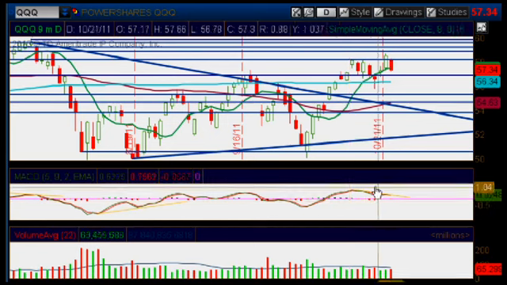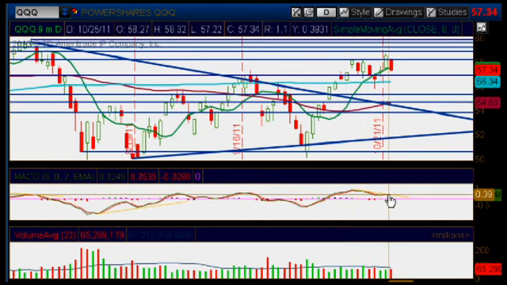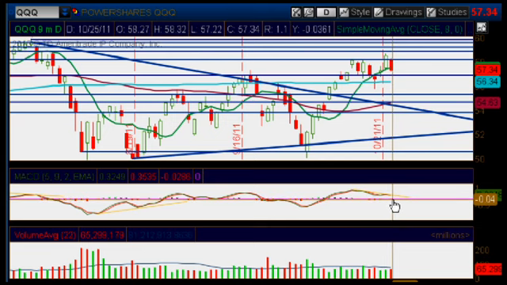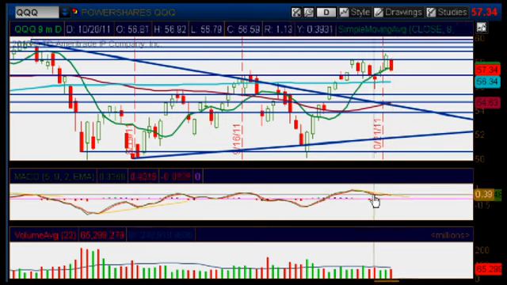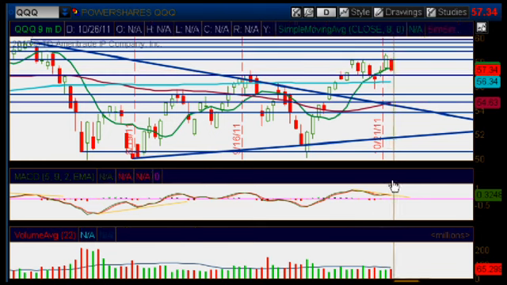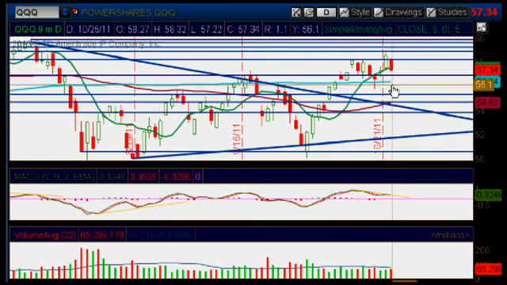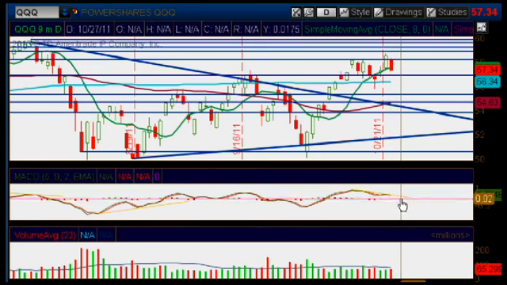And check this out. Look at the MACD. The MACD is traveling south. It is getting closer and closer to the zero line. Okay, so it's confirming that down move here. It's pointing south, so that is a pretty good confirmation. We're getting closer and closer to the zero line.